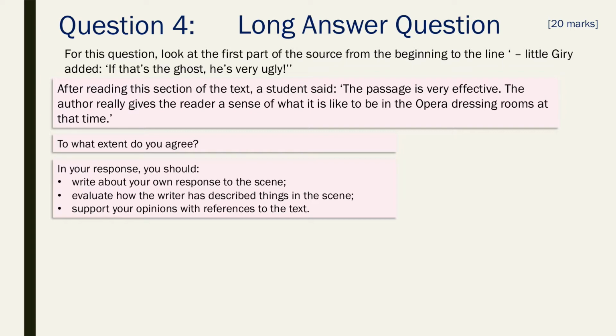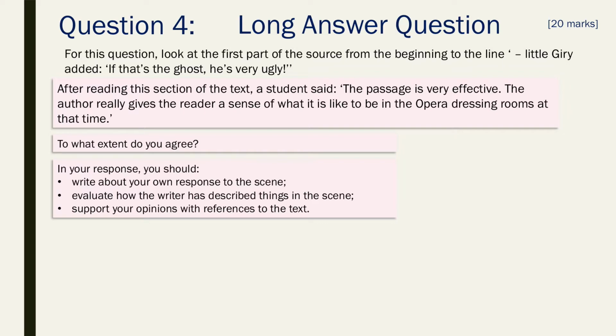So look, this takes a little bit of lateral thinking. If you do not engage with the text or it doesn't hit with you or it doesn't resonate, what you have to do is fake it and pretend it does. Pretend that it really is effective at giving a sense of what it's like to be in the dressing room and draw out points from the extract that will help you support that.